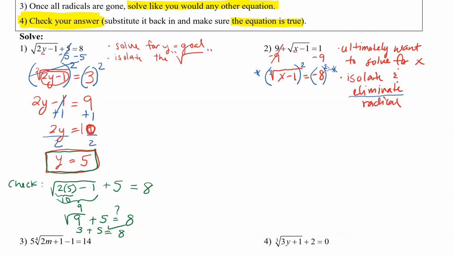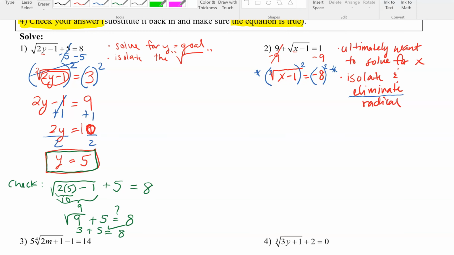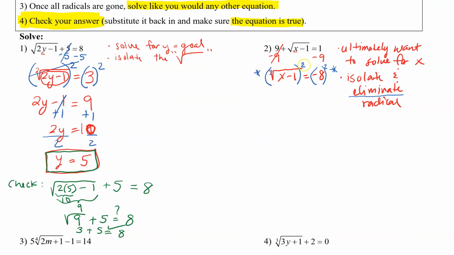And I'll square the negative 8 on the right side. When I square a square root, they cancel, and I'm left with just whatever was on the inside. So it's x minus 1. And when I square negative 8, I get 64. Then I just need to solve for x by adding 1 to both sides, and I get x equals 65. Okay, so that's my answer.